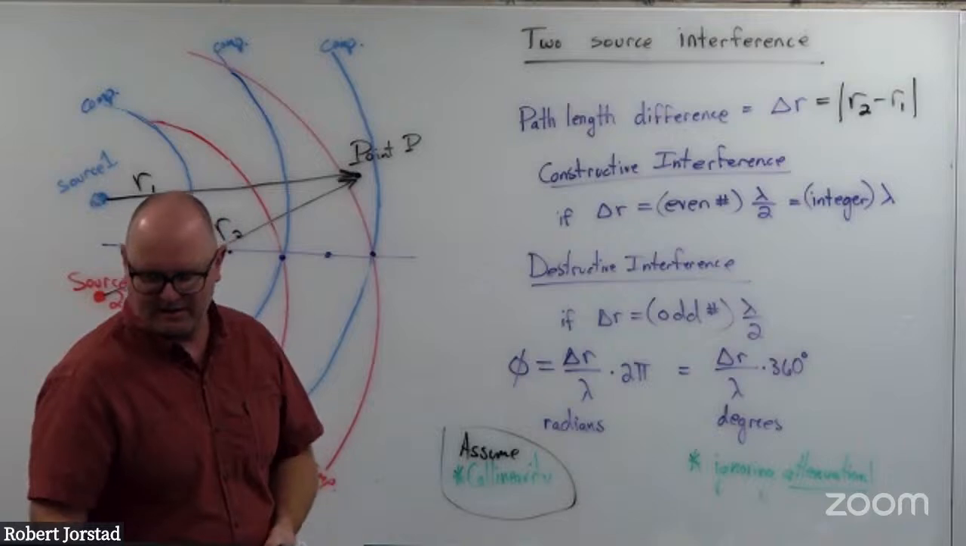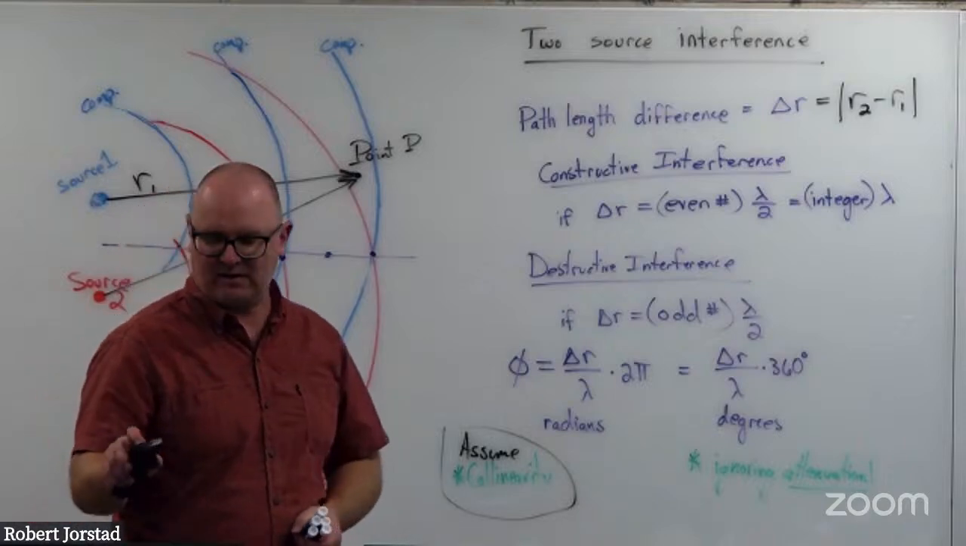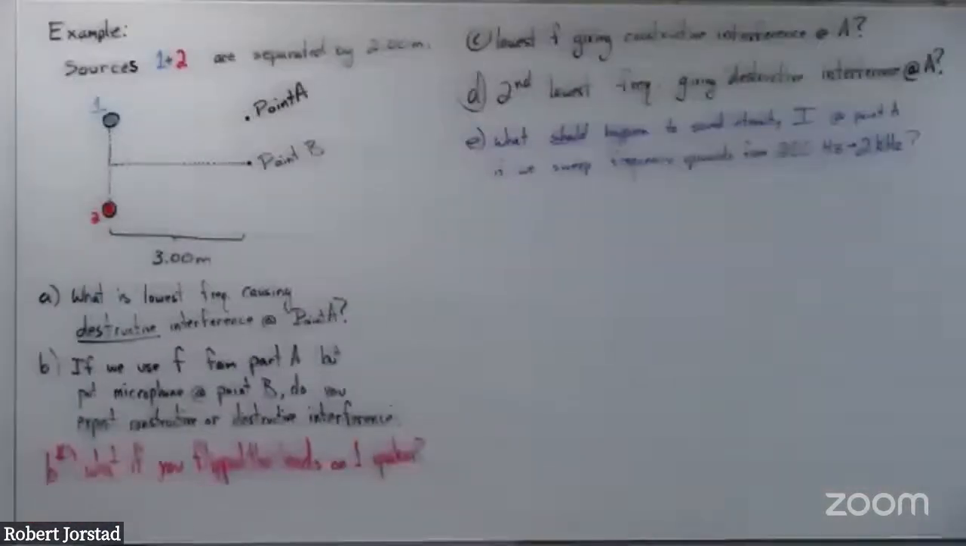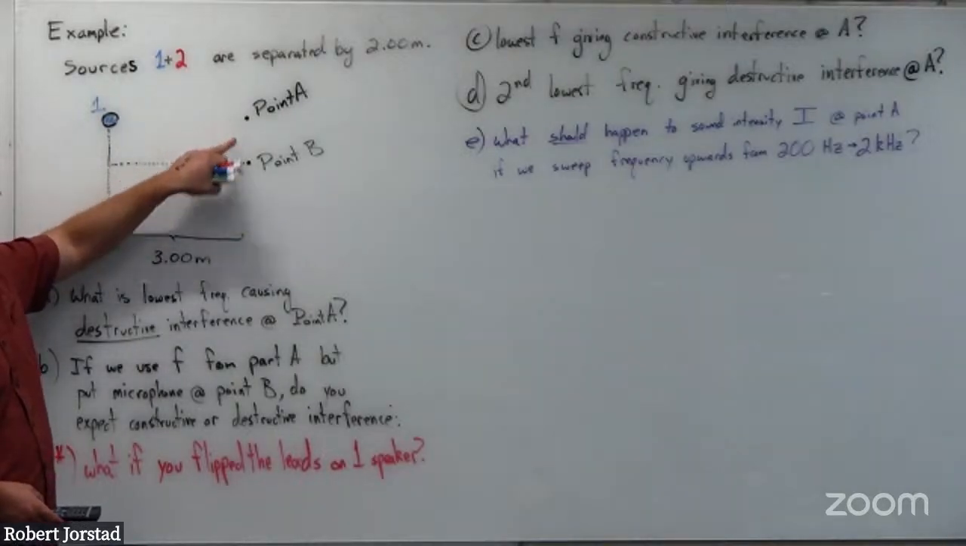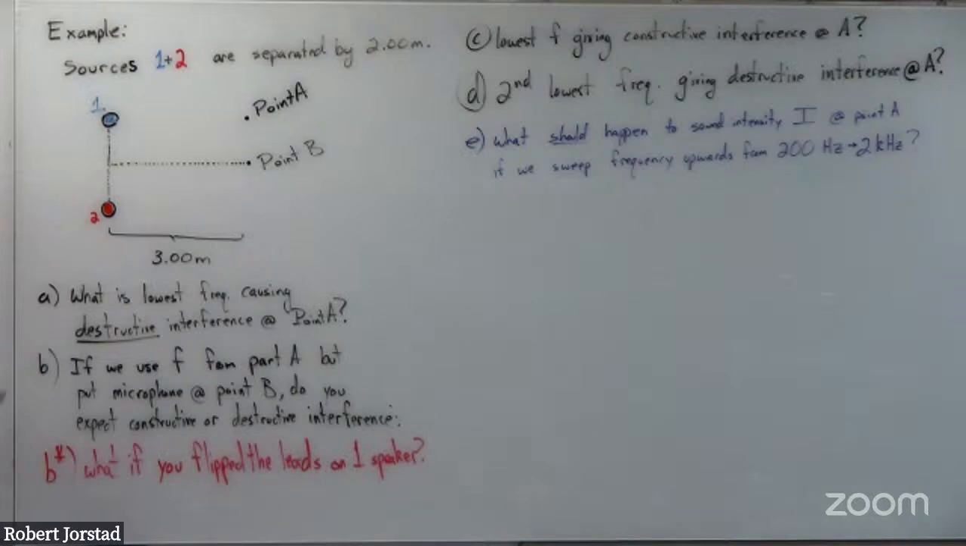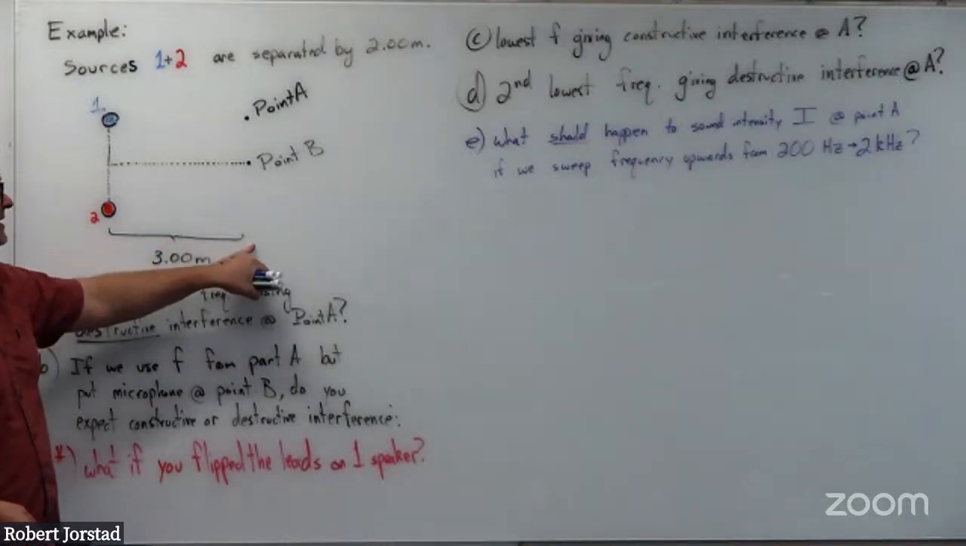Now let's get into the demonstration, and let me phrase it here. Let's go over to here. All right? So imagine we have two sources separated by 2 meters, and there are 2 points where we want to put the microphone, point A or point B. Notice both of these points are about 3 meters out.